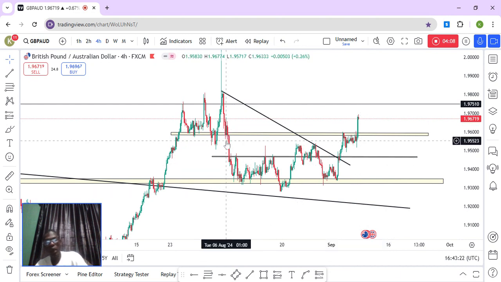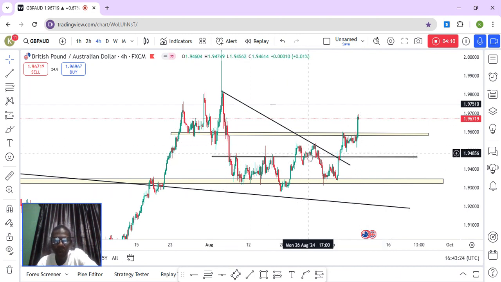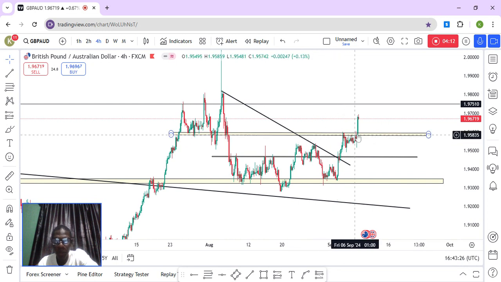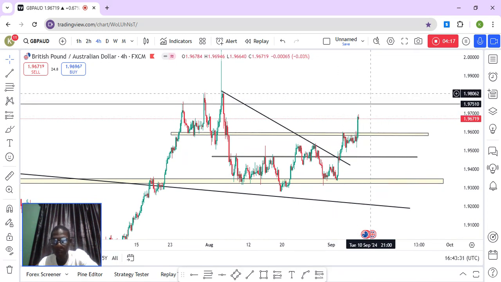So what am I expecting on this trade? The market has taken out the previous support. It is almost at the 100% retracement level, as you guys can see. But then we still have about 100 pips more to go.